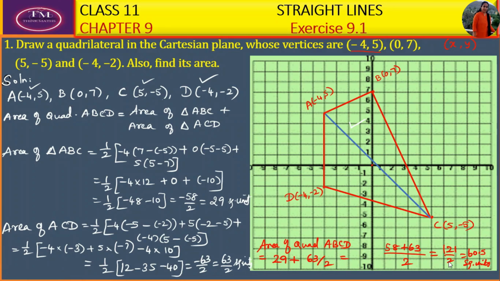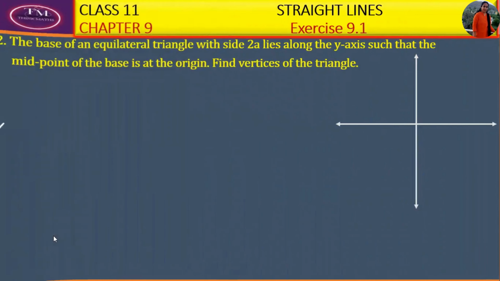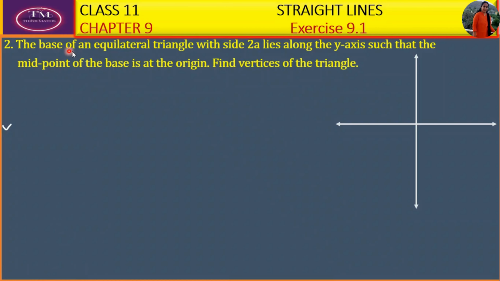Clear, children? Do you understand? Yes. So moving on to the second problem. The base of an equilateral triangle with side 2a lies along the y-axis such that the midpoint of the base is at the origin. Find the vertices of the triangle.